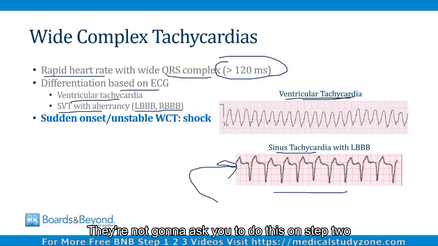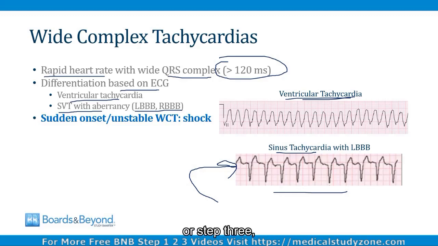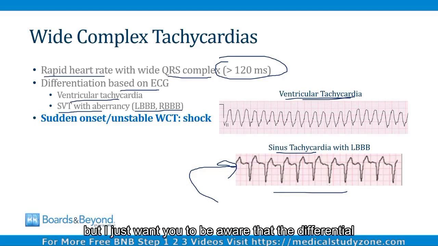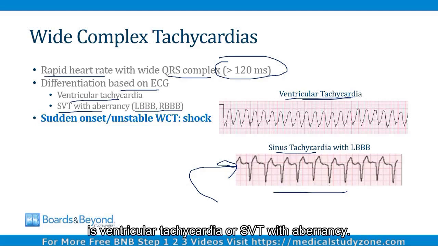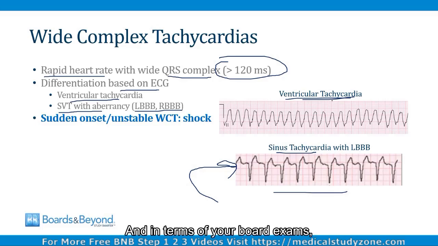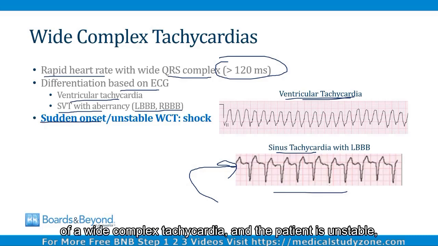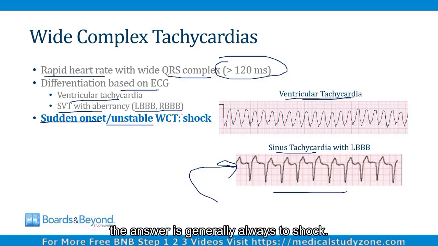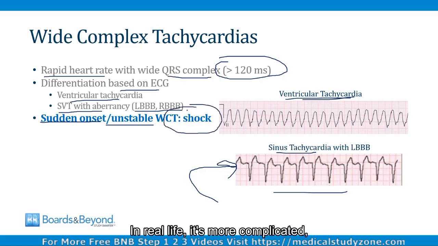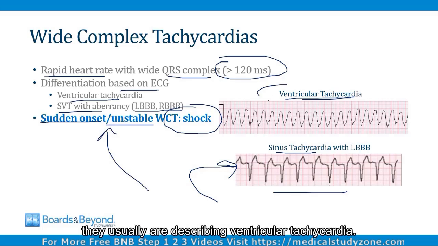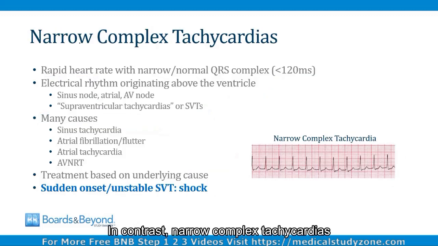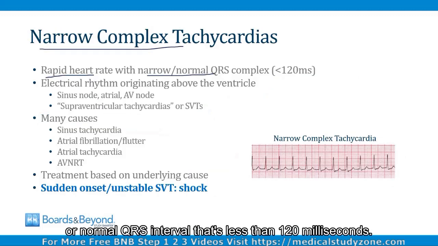They're not going to ask you to do this on step 2 or step 3, but I just want you to be aware that the differential for a wide complex tachycardia is ventricular tachycardia or SVT with aberrancy. And in terms of your board exams, if they describe a patient with a sudden onset of a wide complex tachycardia and the patient is unstable, the answer is generally always to shock. In real life, it's more complicated, but in a board exam, when they're describing something like this, they usually are describing ventricular tachycardia.